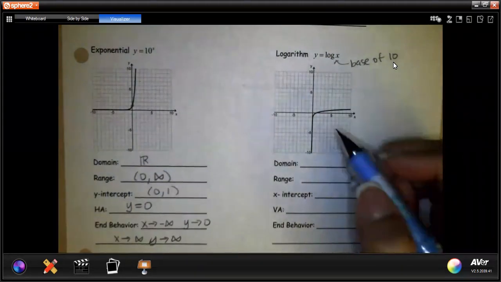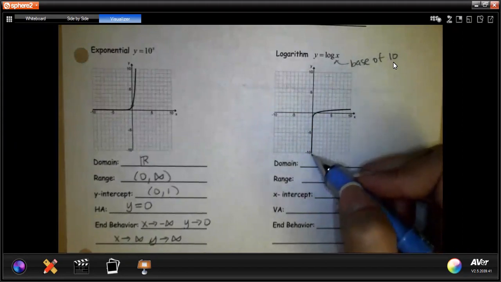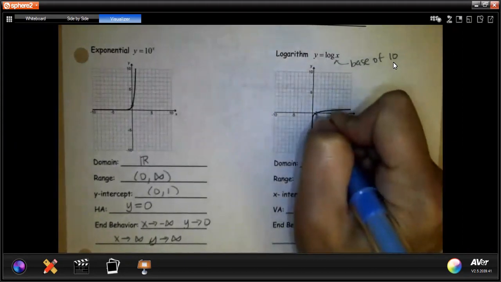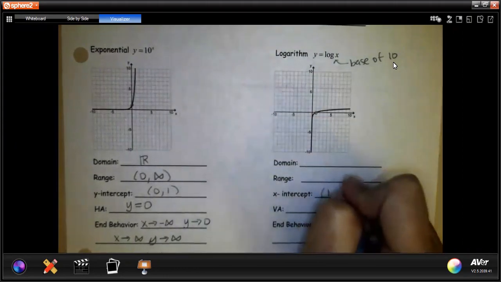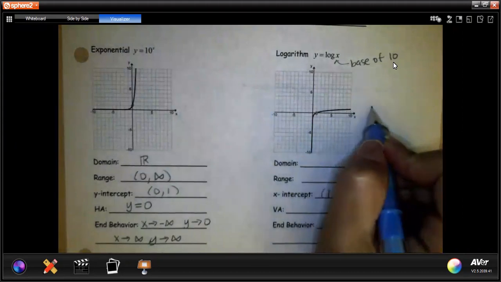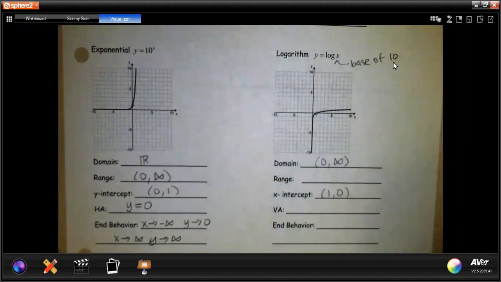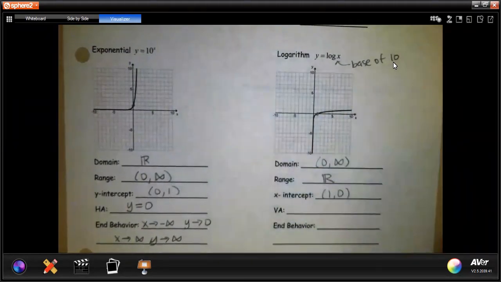So on this one here, it is not touching the y-axis, even though it kind of looks like it. It is following it along forever as it goes down. It then hits this point here at (1, 0). That is our x-intercept. Notice that's the inverse point from the one that we had in the exponential. It then goes to the right as it goes up forever. So our domain starts at 0 and goes to infinity. And our range is all real numbers since it's coming from the bottom and going to the top.